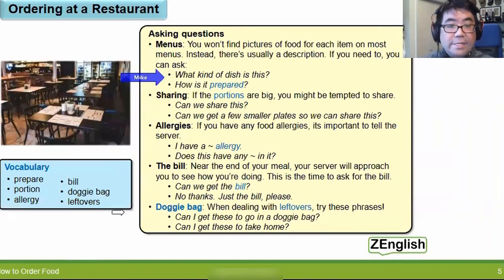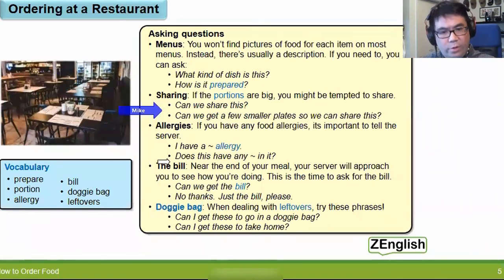So in such a case, you might ask a question like, can we share this? Or can we get a few smaller plates to share this? If you ask this kind of question, they'll understand what you mean, and they will bring you some small plates, and then you can split that really big meal between your friends or your family members.